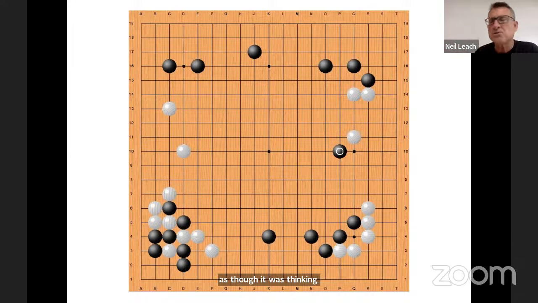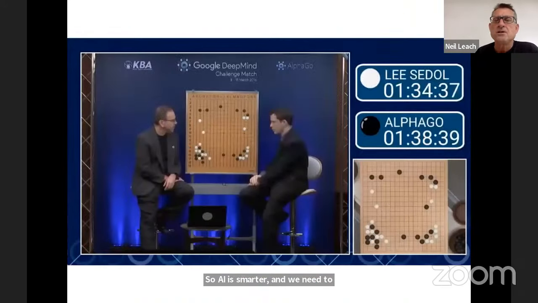But the point being, we couldn't even understand this because it was playing beyond our level. Just as a dog has greater hearing or smell than human beings, so AI is smarter, and we need to realize that. It's able to do things that we can't do. So this is actually a comment by the commentators at the time. Let me see if I can play this.